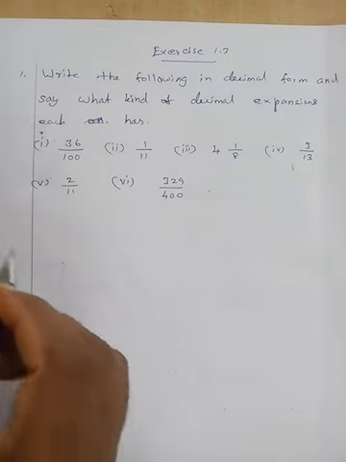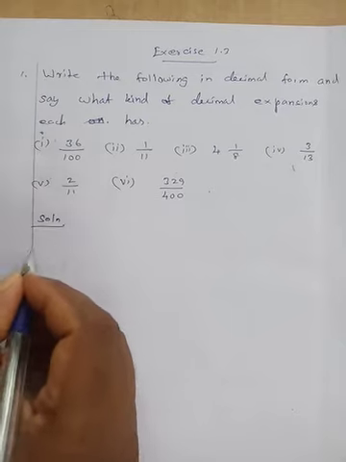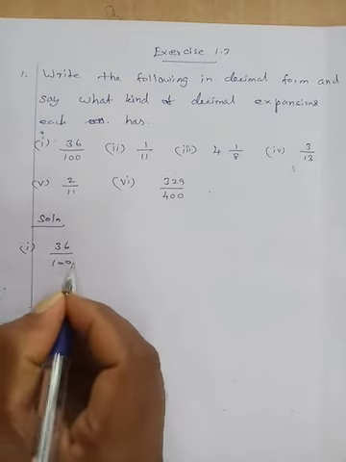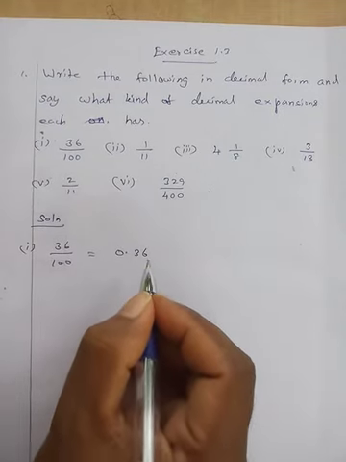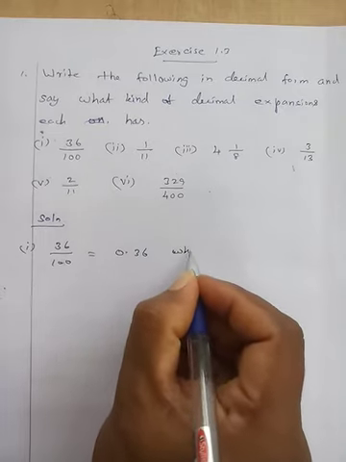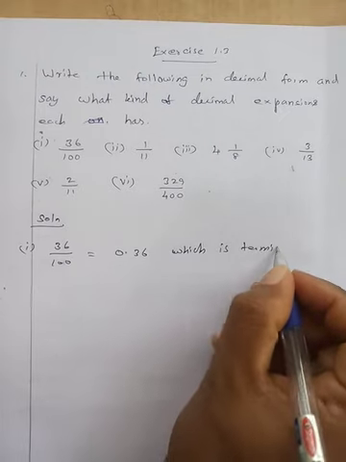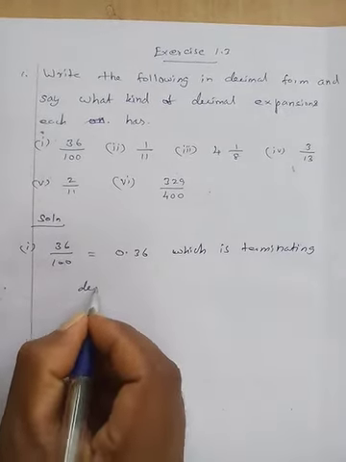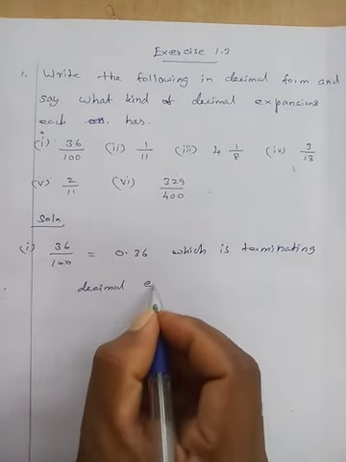So first one, solution. 36 divided by 100 is equal to 0.36, which is a terminating decimal expansion.